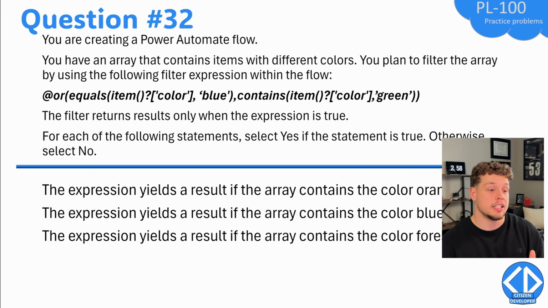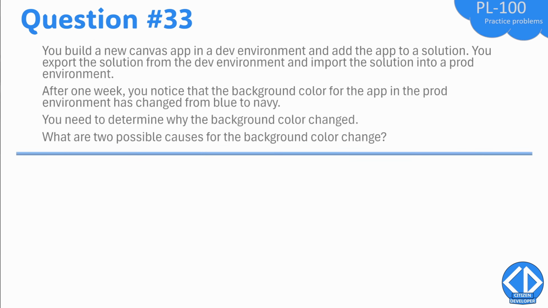Now, if one of these options contains the color sky blue, that would be false because the item does not equal blue or contain green. It contains blue. So that can be tricky, but make sure it's either equals blue or contains green. Just really pay attention and think through that logic. But these are going to be the answers here and the process you should follow if you were to get a similar question.